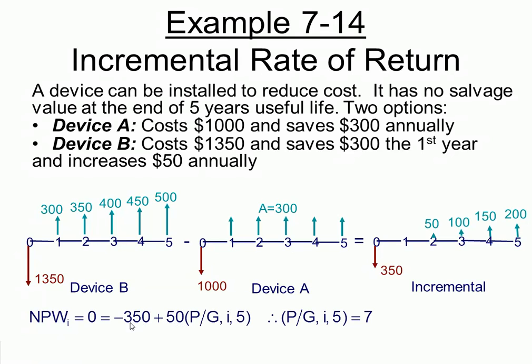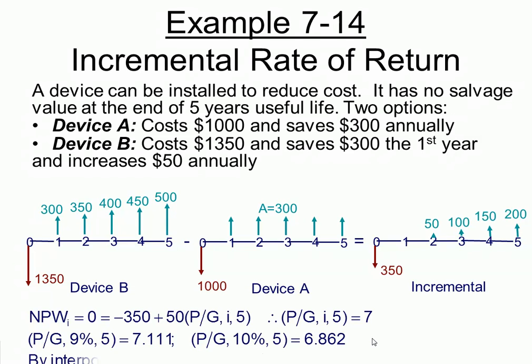How did we get it? We just move this negative with the positive sign to the left hand side, and then divide it by 50. 350 over 50 is 7. So from this, we can find the i by interpolation. Plugging in 9%, we get something slightly above 7. Plugging in 10% instead of i, we get something slightly below 7. Not 7%, just 7, because it's a discount factor, it's dimensionless. So then it's going to be something in between 9 and 10%. So we're using interpolation here, as we often do, and we get 9.45% incremental rate of return.